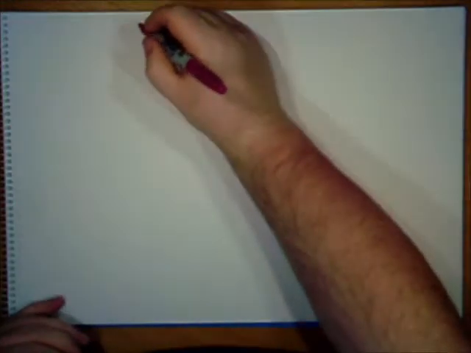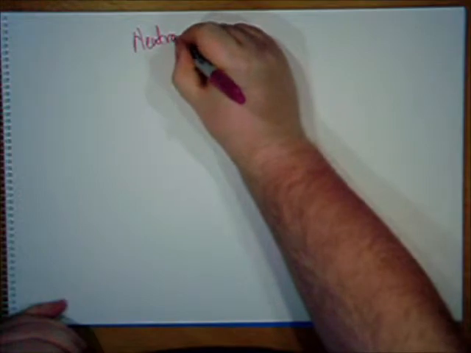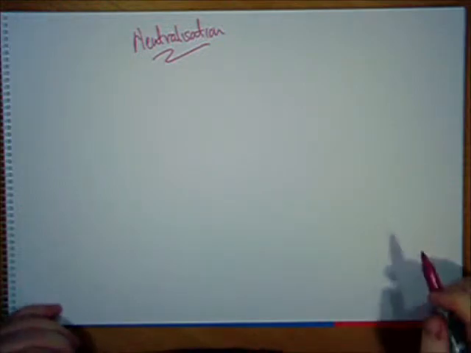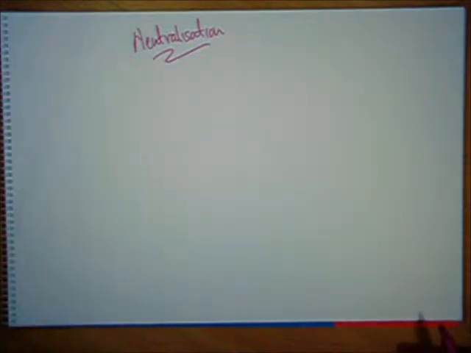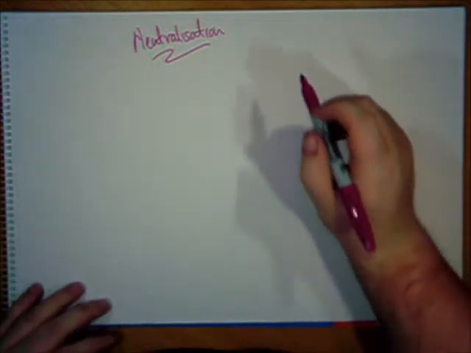Okay, let's have a look at neutralisation. Neutralisation simply means taking an acid and reacting with something until the pH of the solution you're left with is neutral. So the first thing to have a little quick recap of is the pH scale.